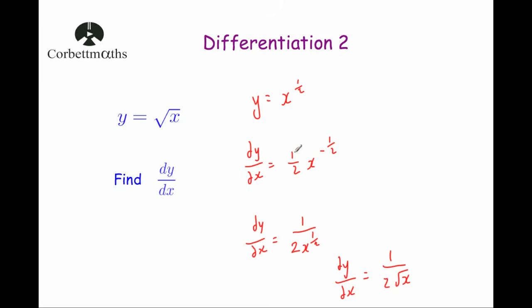So, depending on how you might need to leave the answer, you could leave it as a half x to the power of minus a half, or you could rearrange it into the form dy by dx is equal to 1 over 2 times the square root of x. Okay, our second last question.